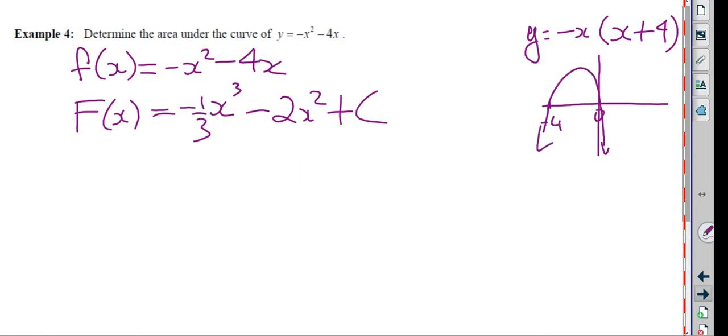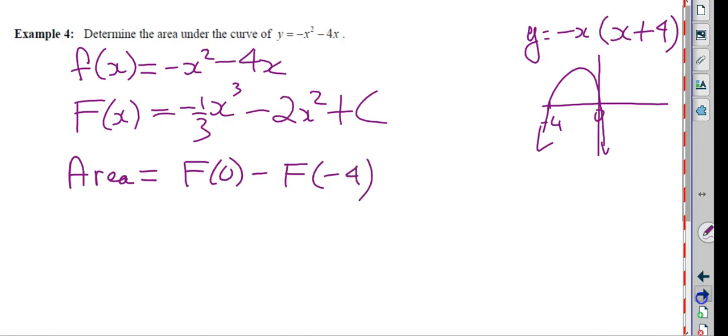It's quadratic. So we're going to go from 0 to negative 4. Our upper is going to be f of 0 and our lower is going to be f of negative 4. Okay, so we want the area, we're going to go from 0 to negative 4. So we take rightmost bound minus leftmost bound, right? So area is equal to f of 0 minus f of negative 4.